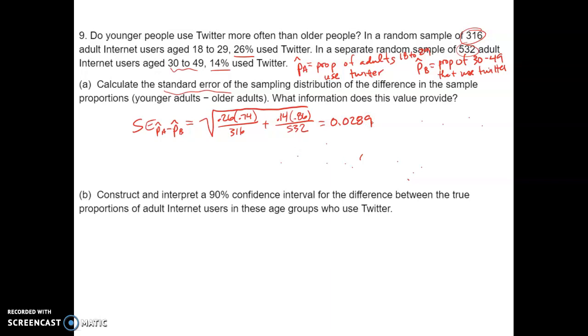Next question, what information does this value provide? Basically what this says is if we take many samples of these sizes, so 316 and 532 respectively, the difference in these samples that we find in these samples will be within 2.89% of the true difference.